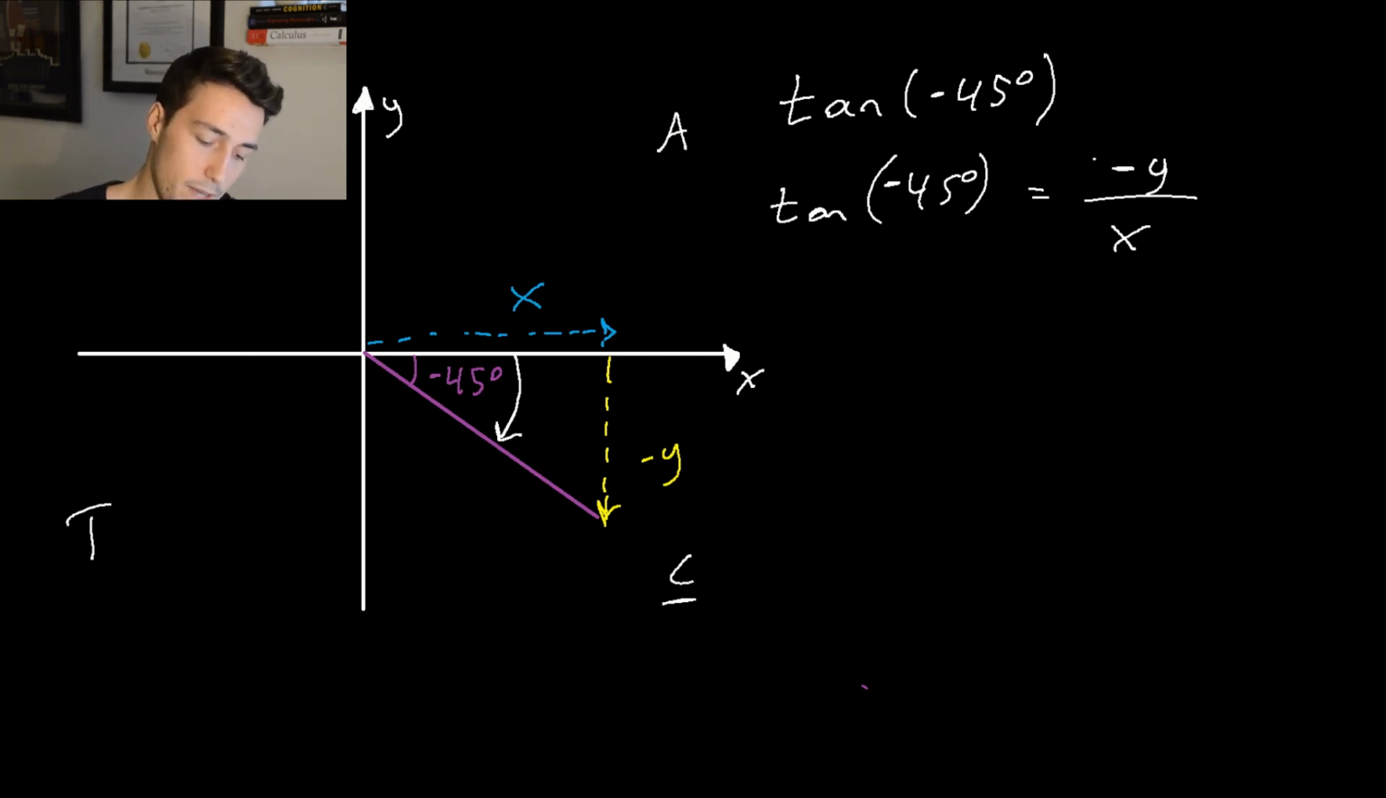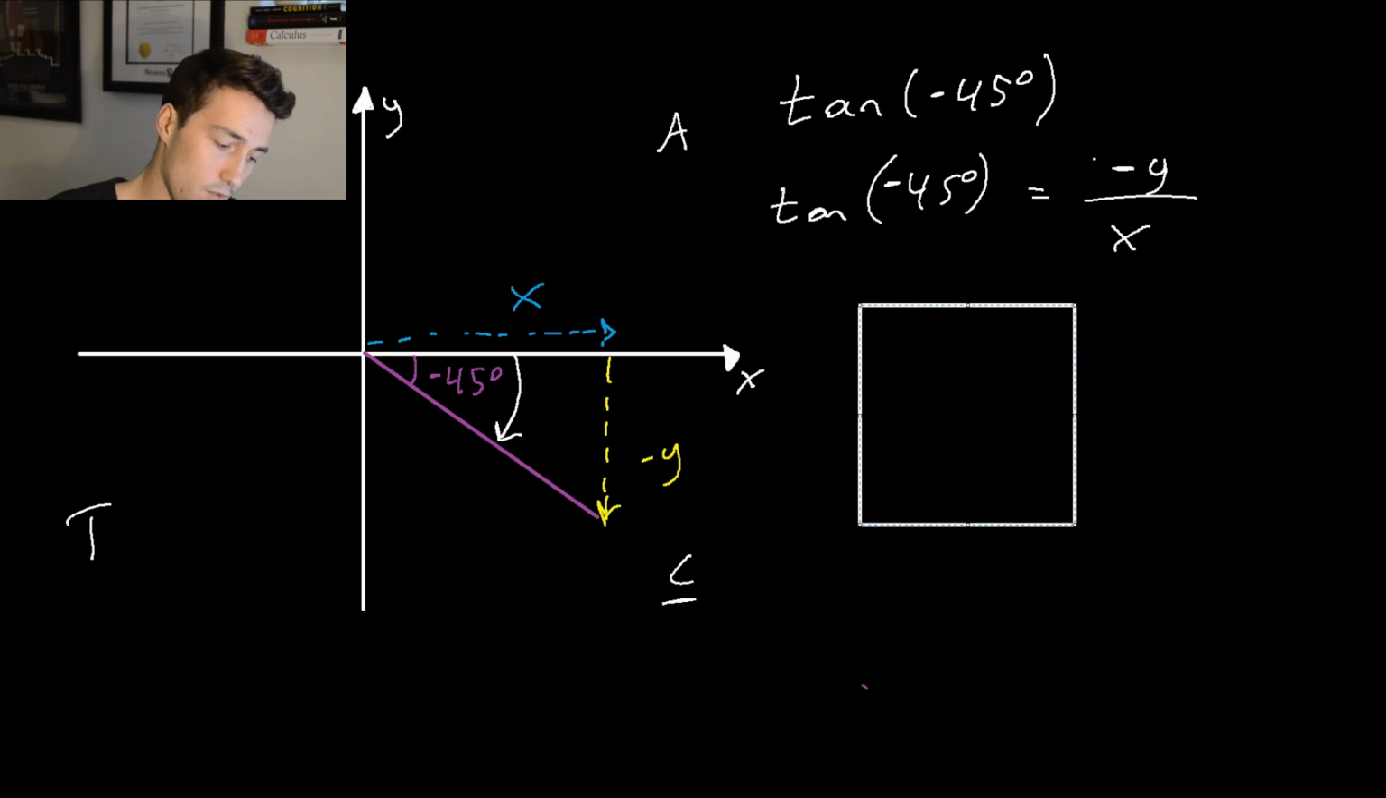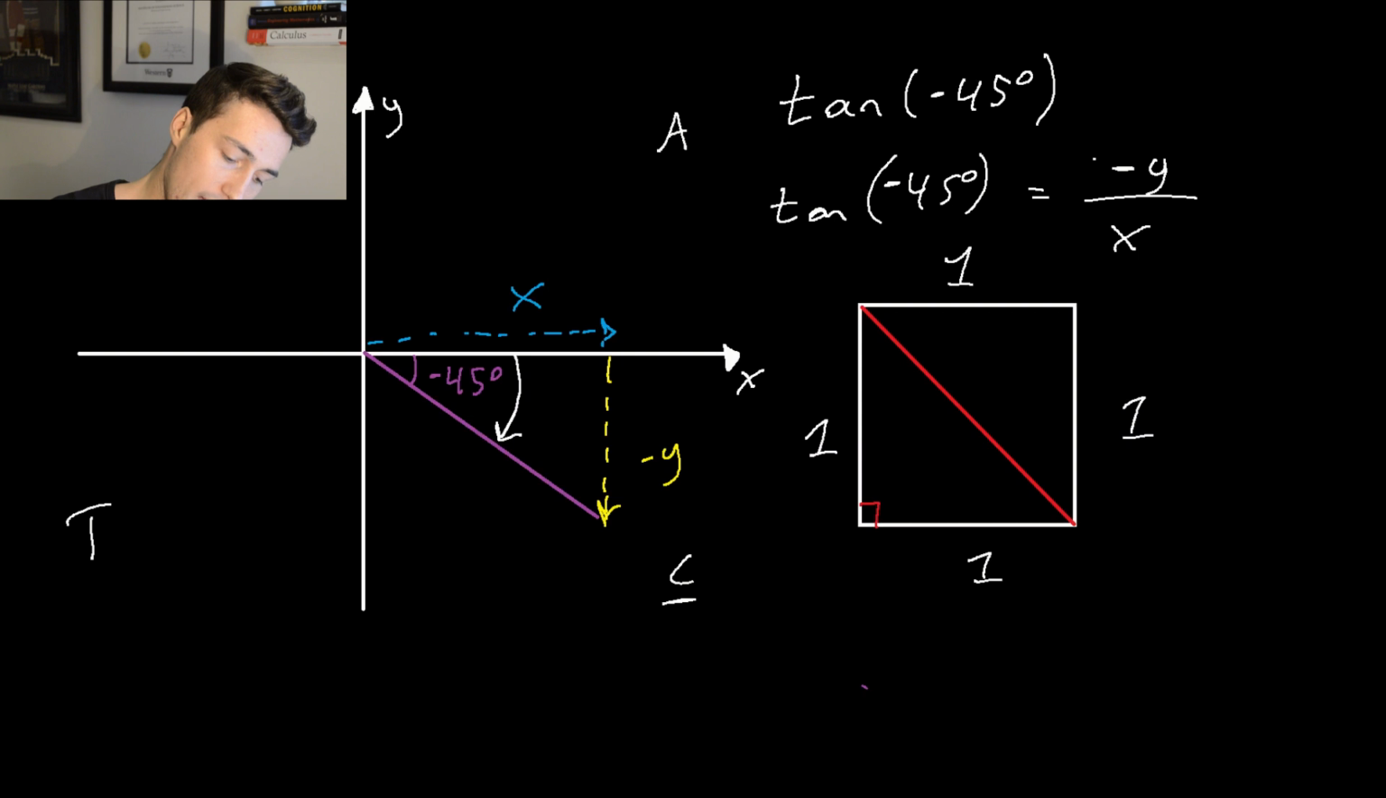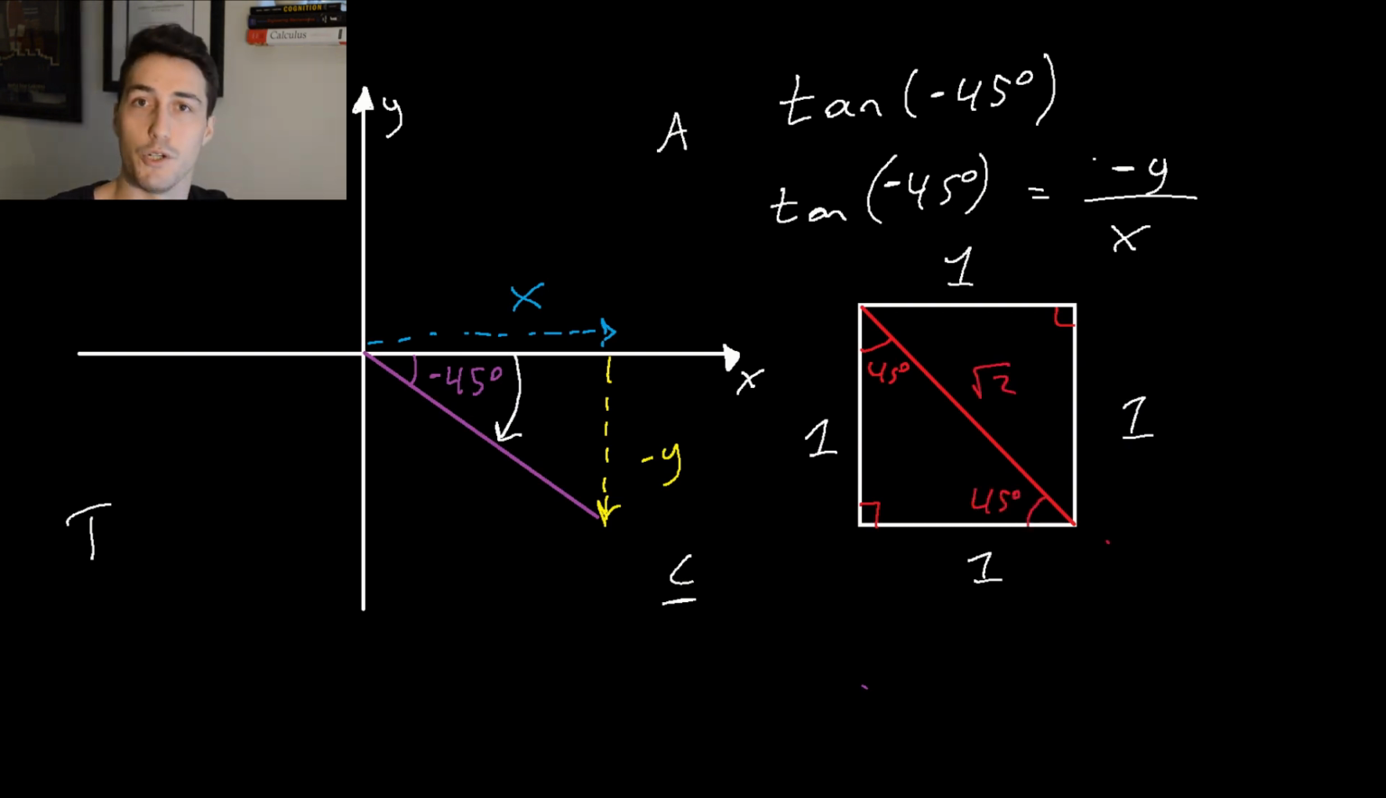Now I can use our special triangles, and for this one it's going to be our 45 degree triangle. So we have a square with all side lengths of 1. Then I'm going to draw a diagonal through that. Before we had 90-degree angles. Well, when I cut it in half with a diagonal, now we're going to get 45-degree angles. Again, using the Pythagorean theorem, this value up here is going to be root 2.